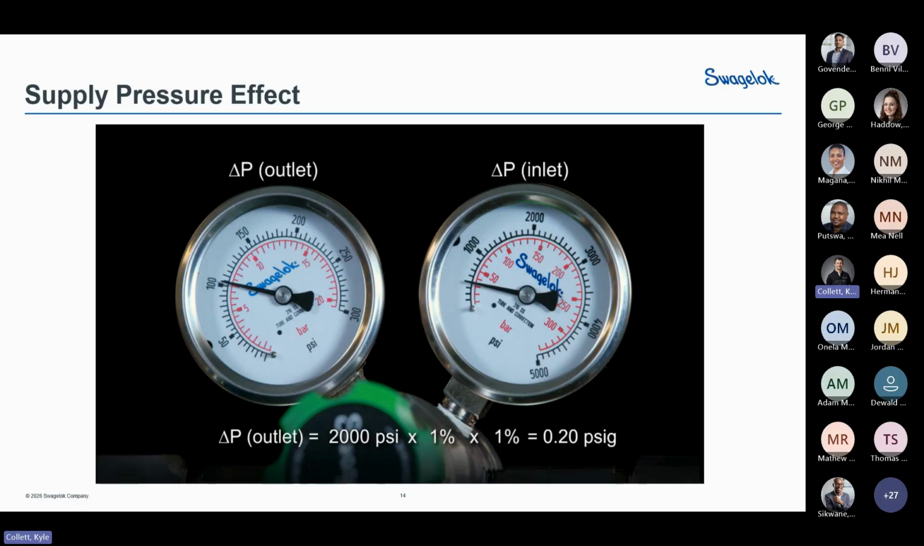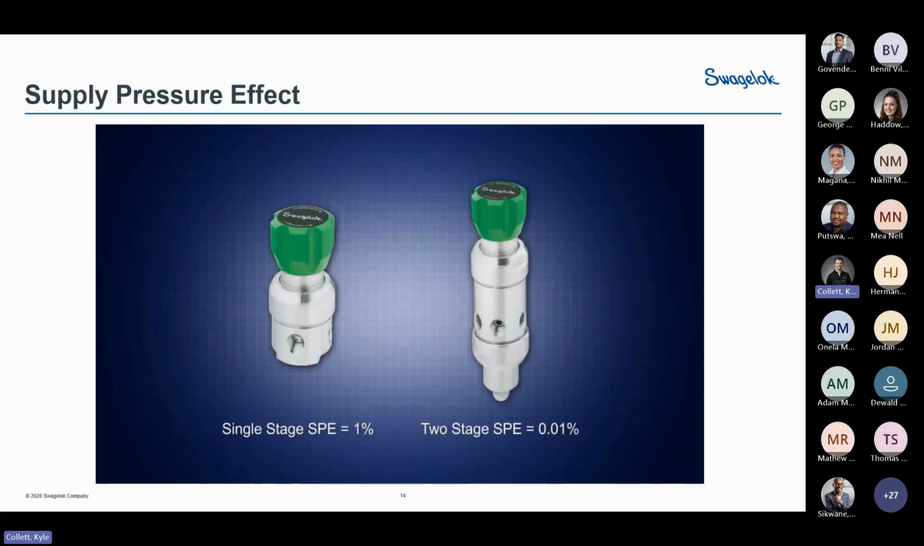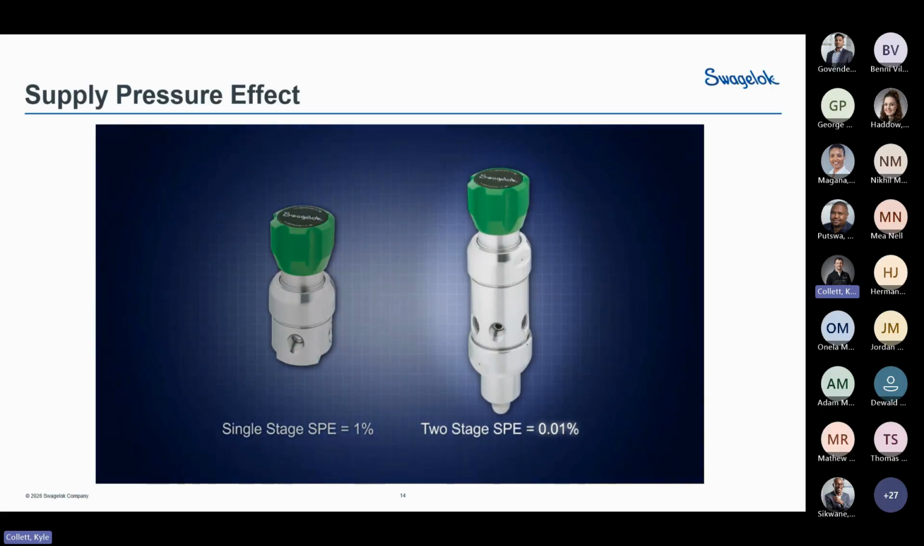Once the cylinder pressure drops below the first stage setting, in this case 34 bar or 500 psig, the SPE of this regulator is no longer applicable and only the SPE of the second stage regulator is taken into account. Then the assembly will behave like a single stage regulator. Notice how the effect on the outlet pressure is lessened from the previous regulator arrangements.